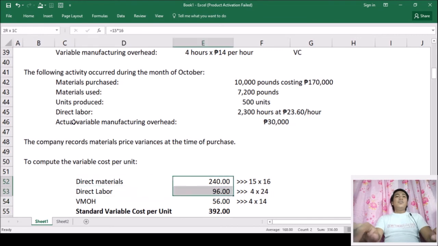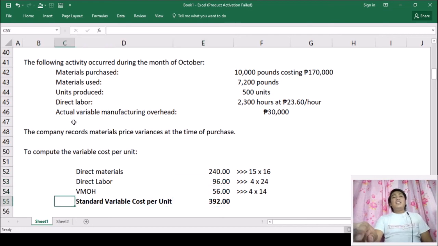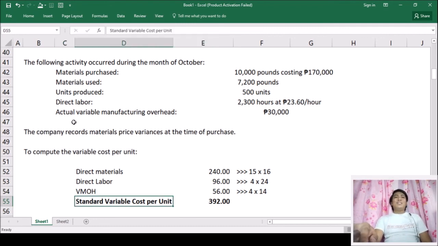So, if you're going to add this, that is 392. 240 plus 96 plus 56, that is 392. Okay, that's the standard variable cost per unit. Kasi yun lang naman yung requirement sa problem.